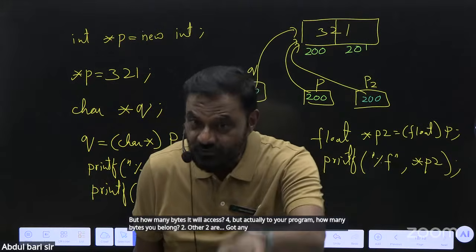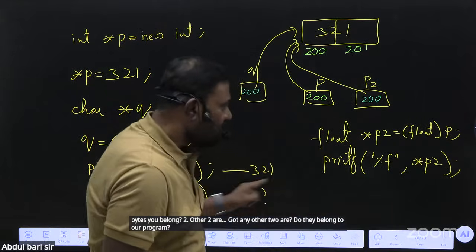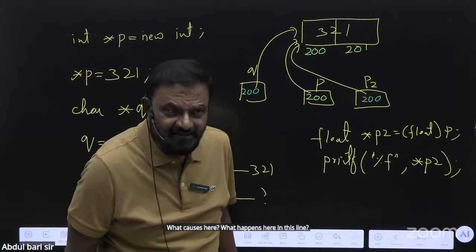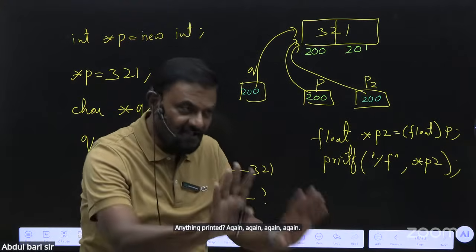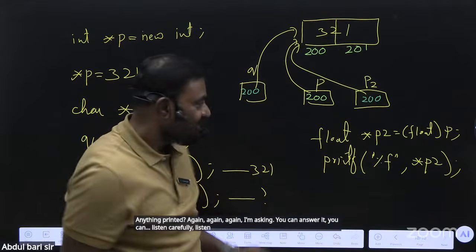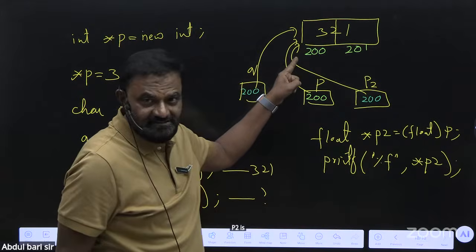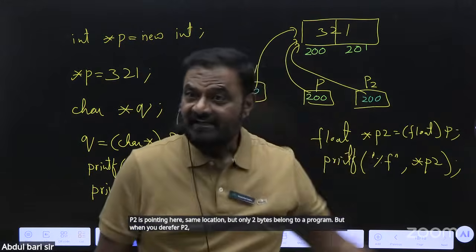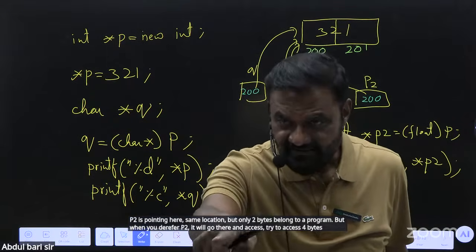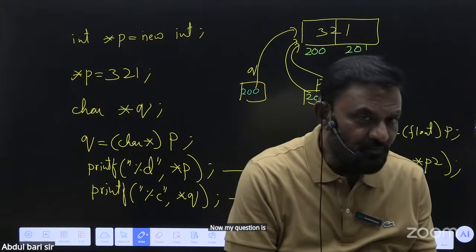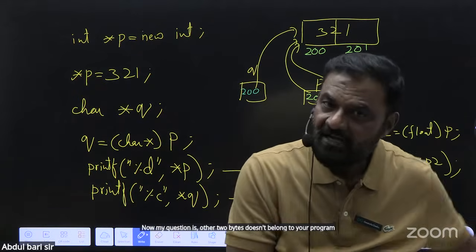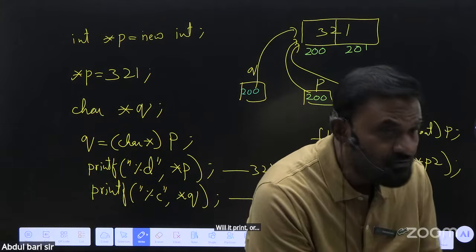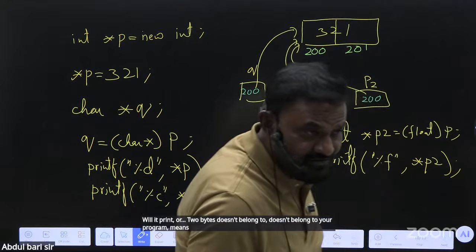The other 2 bytes, do they belong to our program? What happens in this line? Is anything printed? Again, I'm asking. Listen carefully. P2 is pointing to the same location, but only 2 bytes belong to the program. But when you dereference P2, it will go there and try to access 4 bytes. Now my question is, the other 2 bytes don't belong to your program, so what happens in this line? Will it print, or what was happening just now in the previous slides?